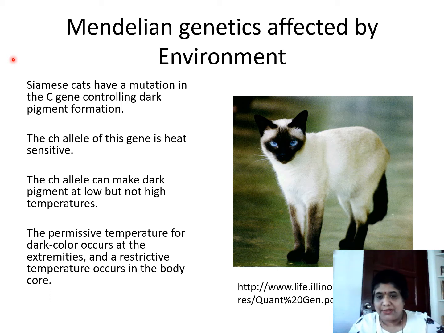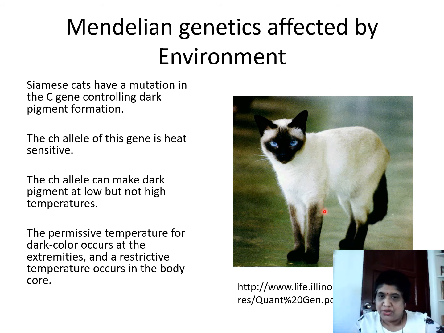It is one of the examples in quantitative genetics. If you look at this picture here, what do you see? You see pigmentation, and the pigmentation is localized in the area of the face and also at the legs. Apparently this cat has a mutation in the C gene, and the C gene allows dark pigmentation to be formed.